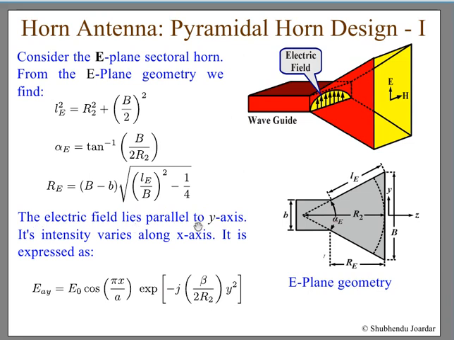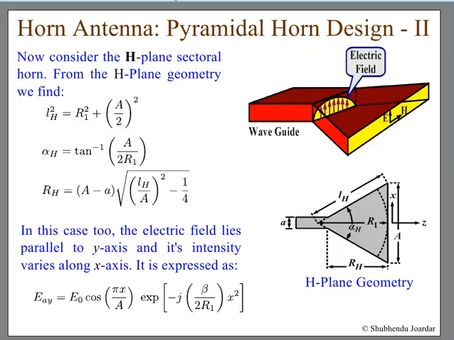So the electric field lies parallel to the y-axis. Its intensity varies along the x-axis. It is expressed as this. This is the expression for the electric field, which lies parallel to the y-axis. I am considering the y-axis to be in this direction. So for a flaring in the E-plane, you get this equation for the EAY. Now when you have a flaring in the other direction, you get a similar kind of equation, and the equation for EAY is equal to this.